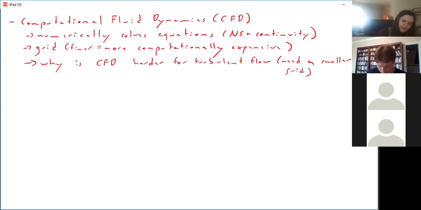Other things. I'd like you to be able to give just an explanation for what CFD is useful for. If someone asks you what CFD is useful for, I'd like you to be able to tell them.